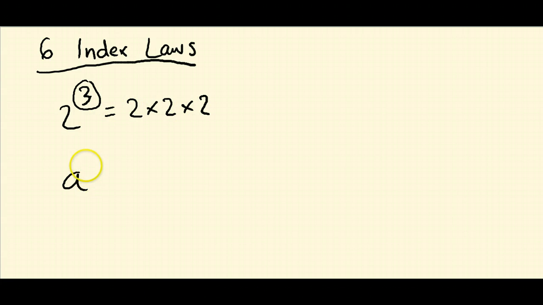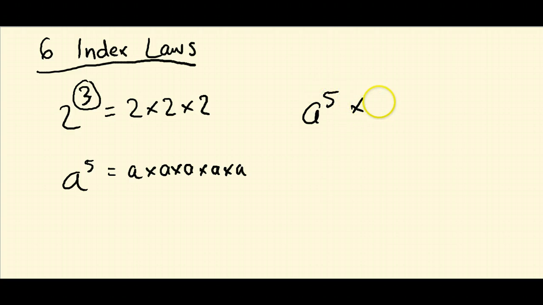Okay, so another example would be a to the power of 5. That would mean you have a times a times a times a times a. But the question arises, what do we do if we've got a to the 5 times a to the 3? How do we work that out? How do we find the answer to that? Or what if we had a to the power of 10 divided by a to the power of 7? What would we do with that? Okay, these index laws are going to help us work out what to do in these tricky situations.